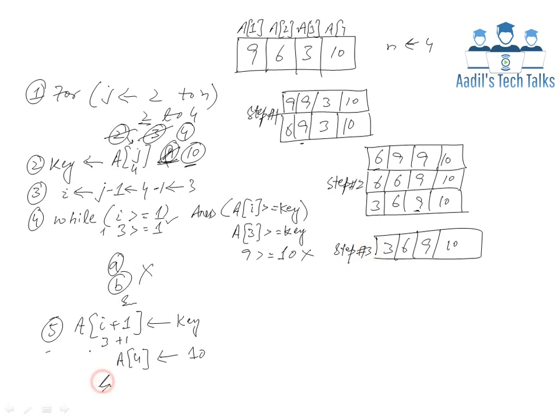So this is the end of the outer for loop. We move to this location 5, not allowed, so the outer for loop is also terminated, and the loop exits. Okay guys, this was something about the execution of the insertion sort algorithm.